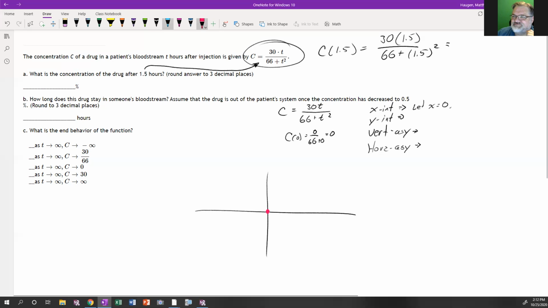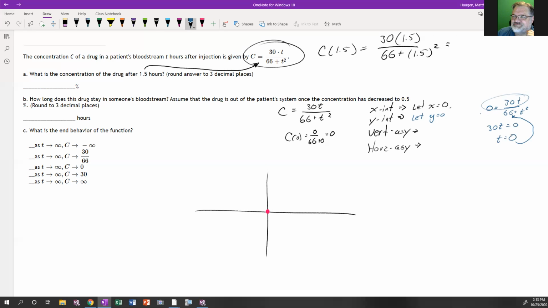In general, when we want x-intercepts, we let y equal 0. So we have 0 equals 30 times t over 66 plus t squared. Fractions equal 0 when their numerators equal 0. So when 30t equals 0, which means when t equals 0, as long as that doesn't also make the denominator 0, but it clearly doesn't, it makes the denominator 66. So that x and y intercept is happening at the origin.